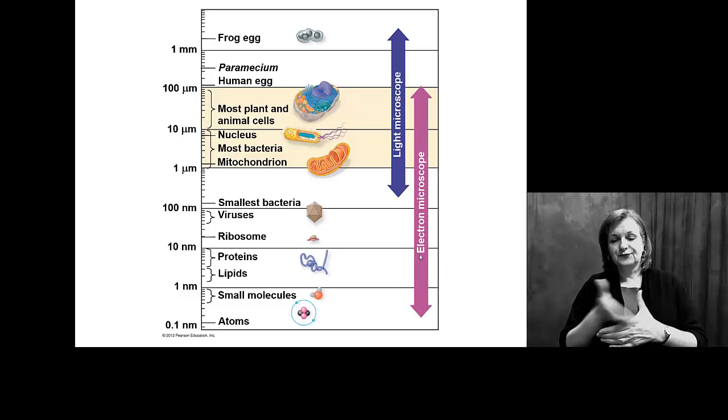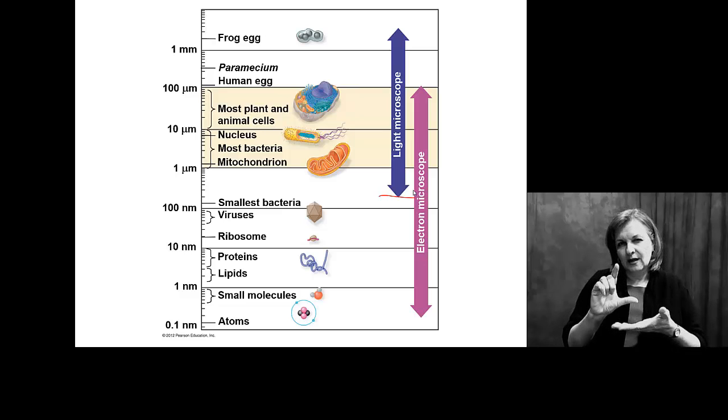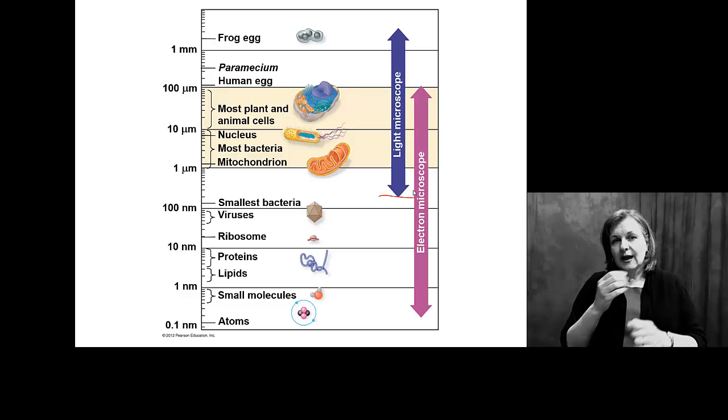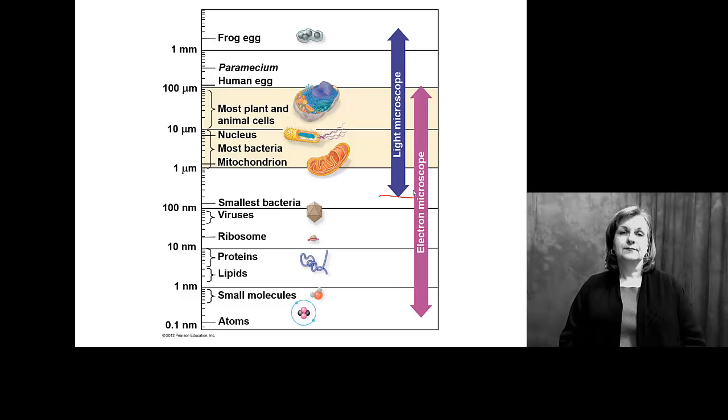So here's our light microscopy range. You can look down to some of the smallest bacteria with a light microscope, and certainly everything in between. All of the organelles, or the parts inside your cells, we can see all of those. We can see many bacteria and so on.